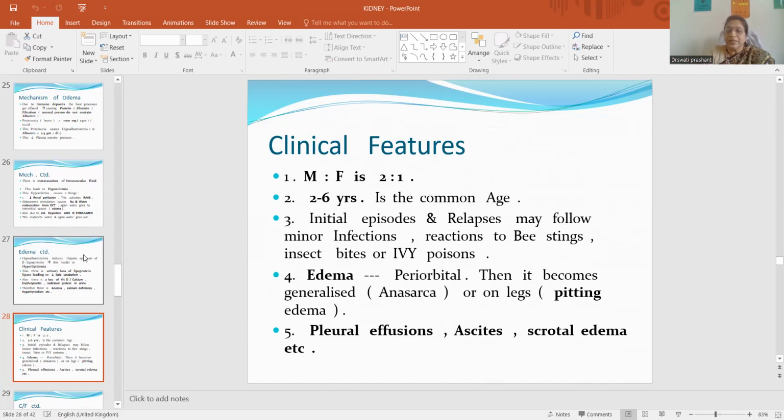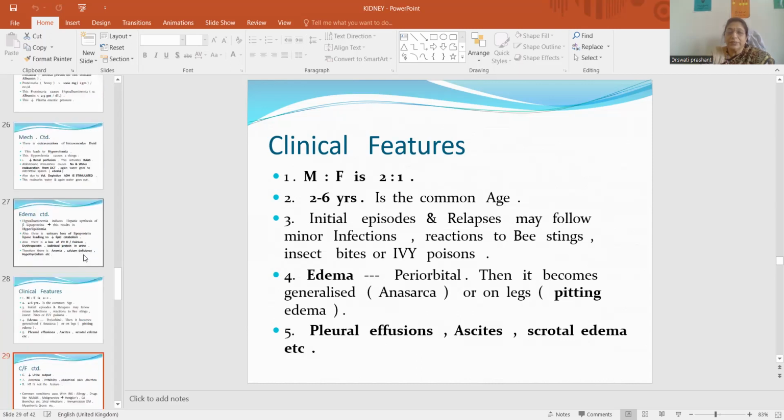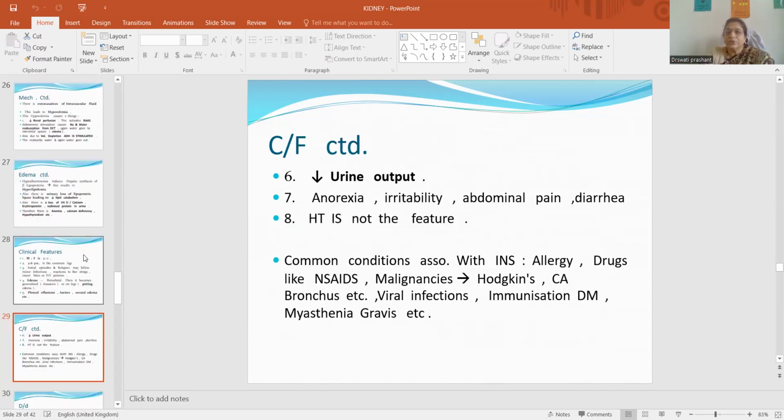Edema is periorbital, then it becomes generalized, that is called anasarca, or on the legs, that is pitting edema. Pleural effusions, ascites, and scrotal edema may be the extreme end of edema. There will be decrease in urine output, anorexia, irritability, abdominal pain, and diarrhea. These are the common features, and diarrhea may worsen the condition. Hypertension is not a common feature of minimal change nephrotic syndrome.